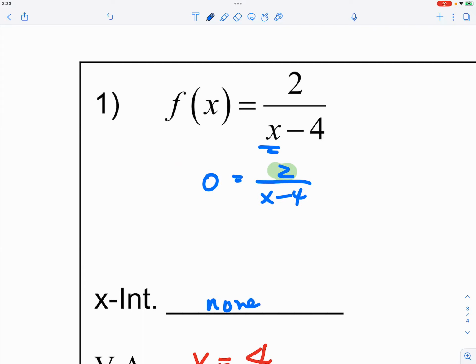No, I mean, this is it. This is the fraction. If you add 0, there's 2.